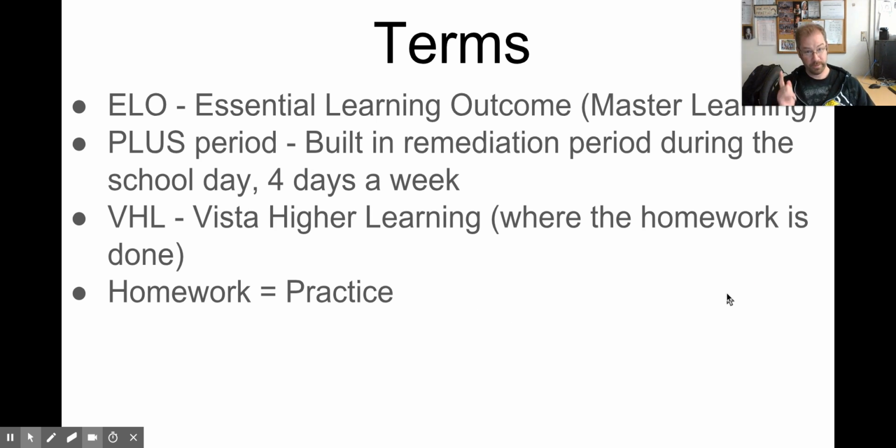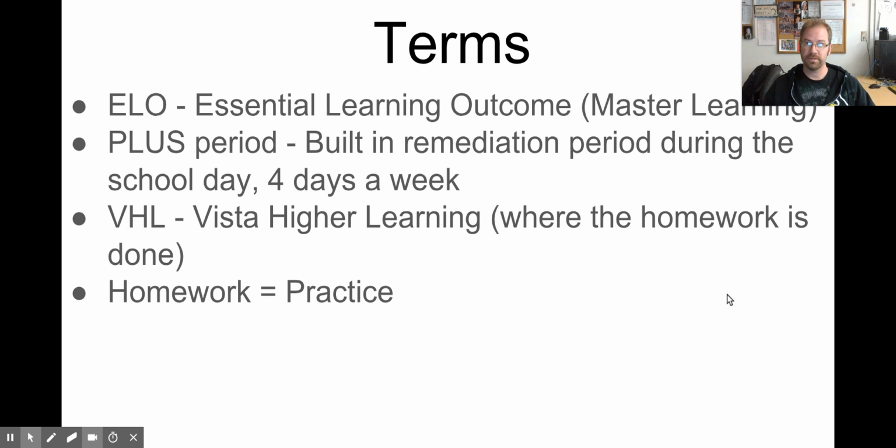So some terms you might hear me use in this video, just FYI for you. One might be ELO, which means essential learning outcome. This is like mastery learning. So I'm a Spanish teacher, so maybe, for example, I want my students to learn how to conjugate AR verbs, and they have to know how to do that. That's going to be an ELO. If they can't show me that they've demonstrated mastery of that with at least a 75%, then they don't pass the class. So that's an ELO.